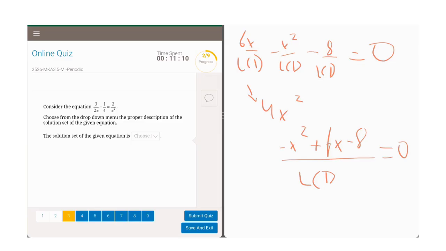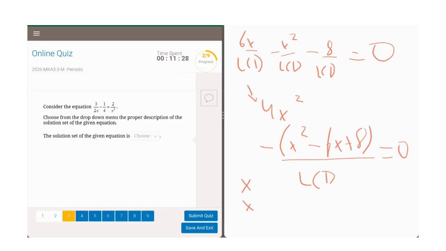For me, it would be easier to factor the minus out. So we'll have negative out. So x squared would be positive, 6x will become negative and 8 will become positive. Then we factor using box method.